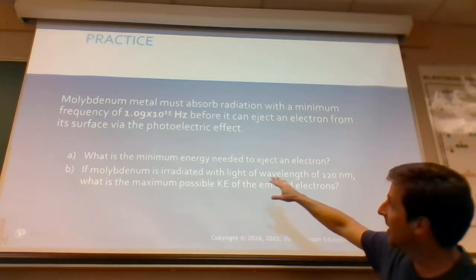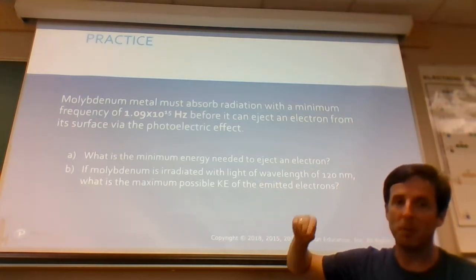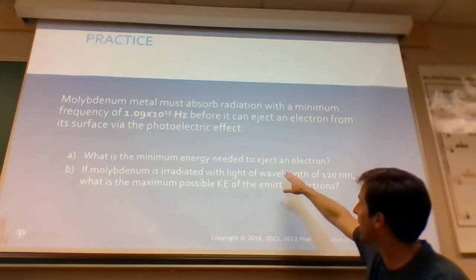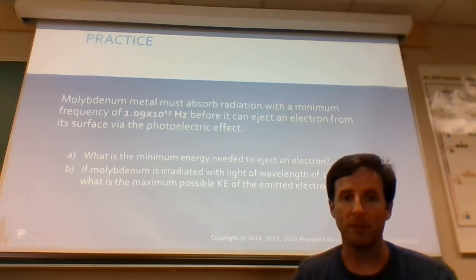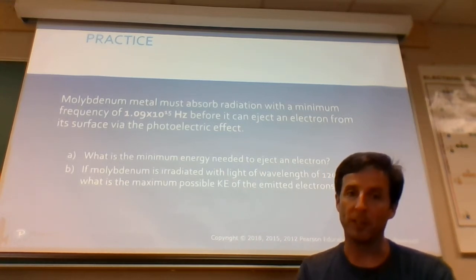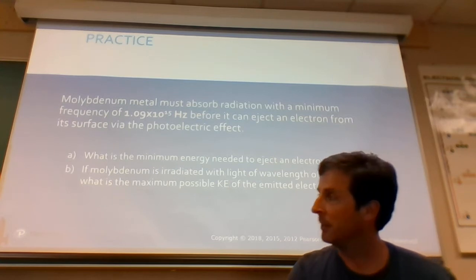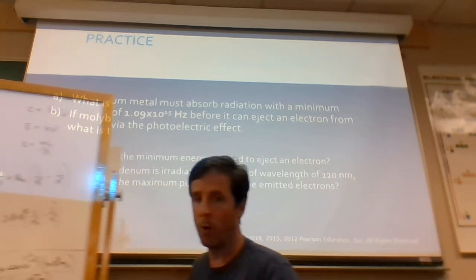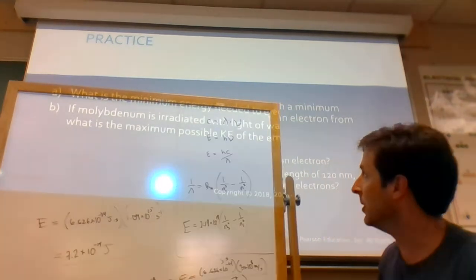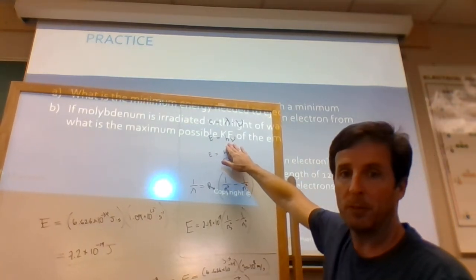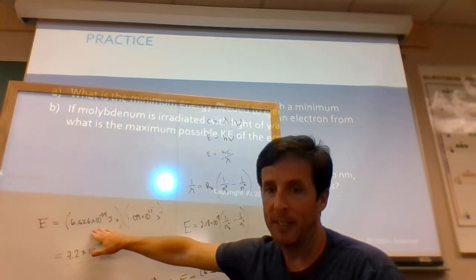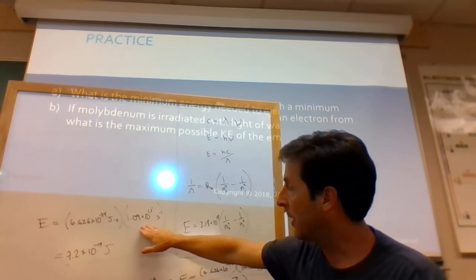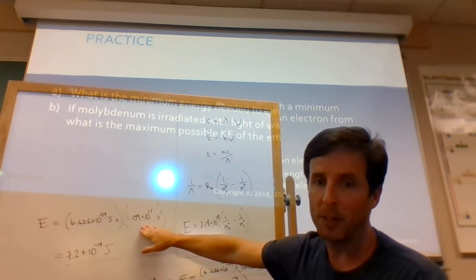So in letter A, we want to calculate what is the minimum energy that will be required to eject an electron, given in the question that they gave us the frequency. So we know the frequency, we have to solve for the energy. So I've already worked this out on the slide. I'm going to use the equation E equals h times nu, which is one of the ones we've shown previously. H is Planck's constant, 6.626 times 10 to the minus 34th. Frequency is 1.09 times 10 to the 15th. That was given in the problem.